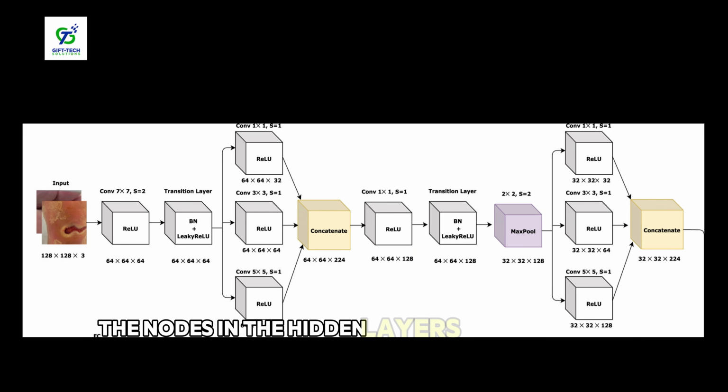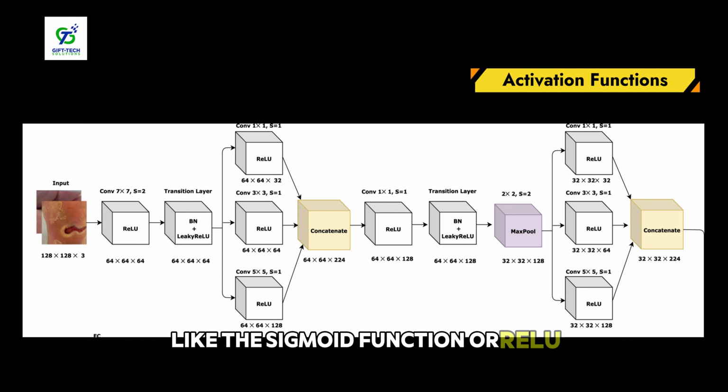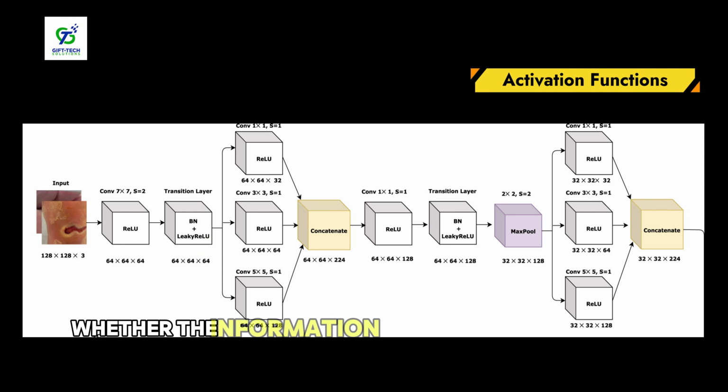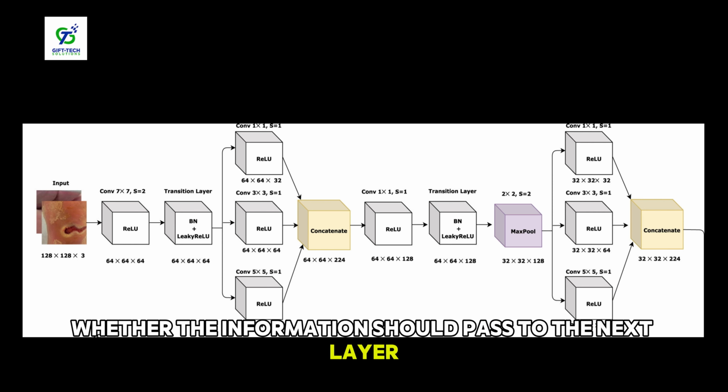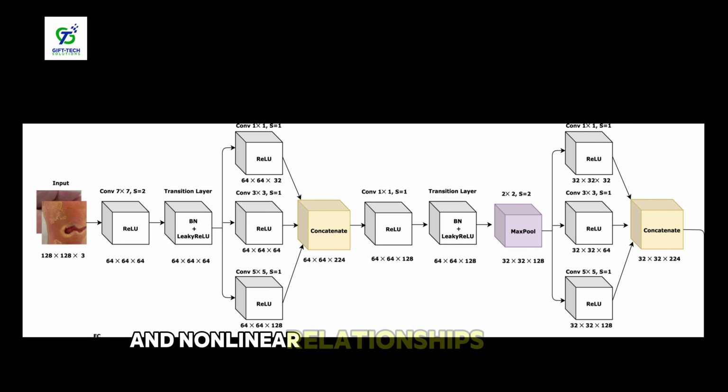The nodes in the hidden layers use activation functions, like the sigmoid function or ReLU, to decide whether the information should pass to the next layer. These functions help the network learn complex patterns and nonlinear relationships in the data.